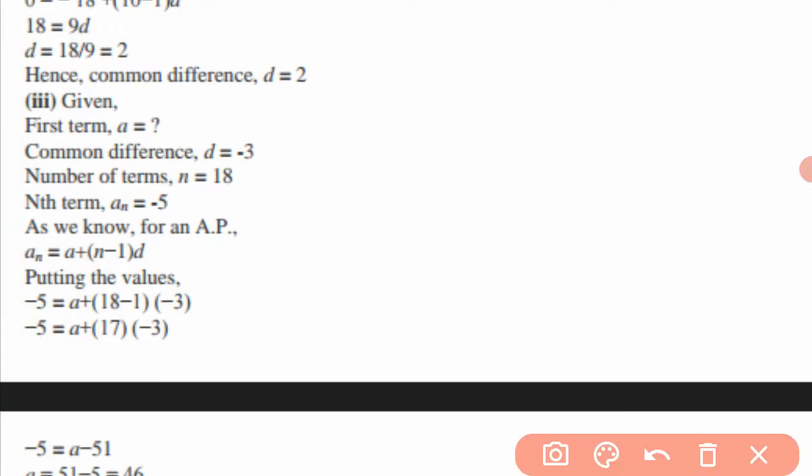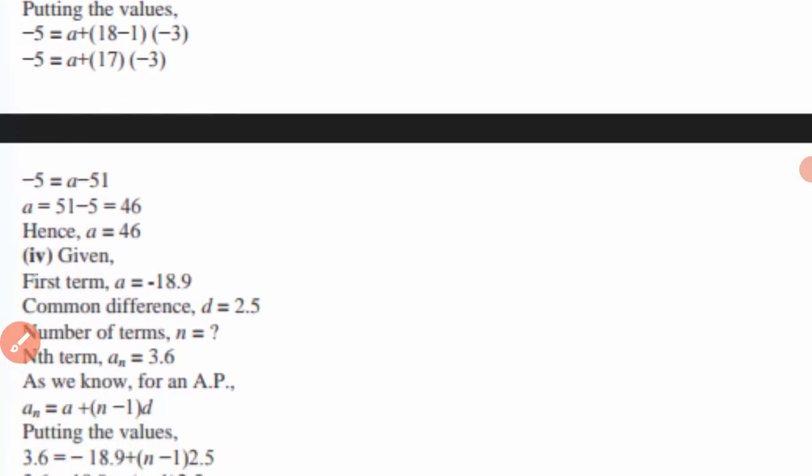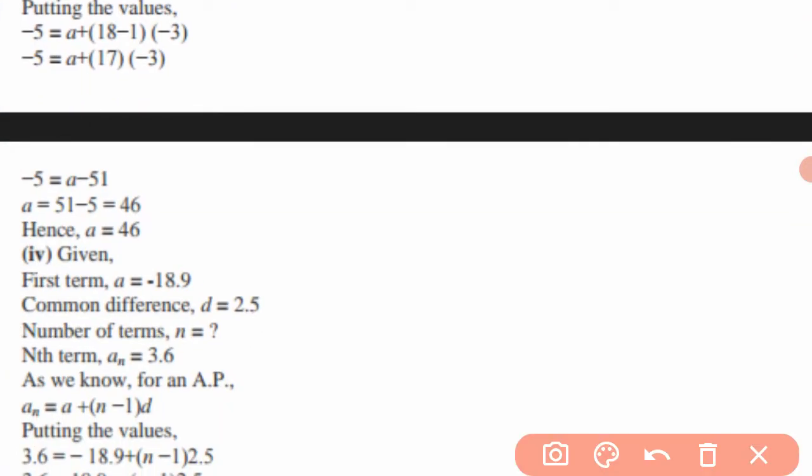Similarly the third part is also given. The value of a we have to find, d equals minus 3, n equals 18, and an equals minus 5. So by putting in the values we can find it. It will be minus 5 equals a plus (18 minus 1) into minus 3. So finding its value, it will be equal to 46. So the value of a equals 46.